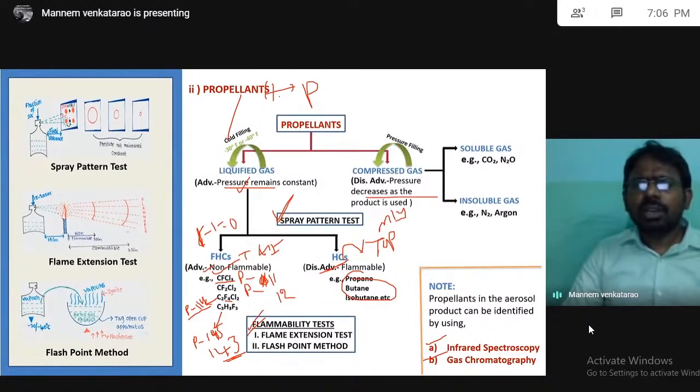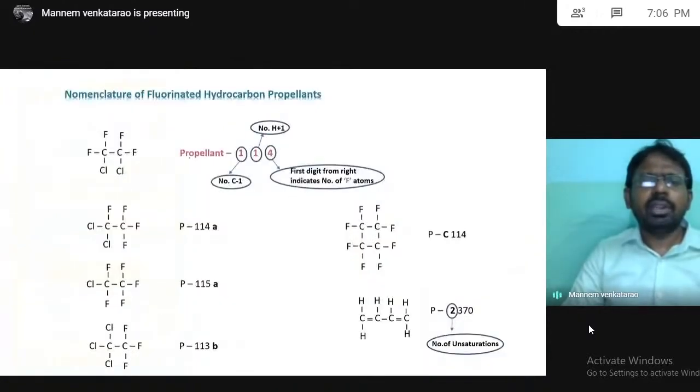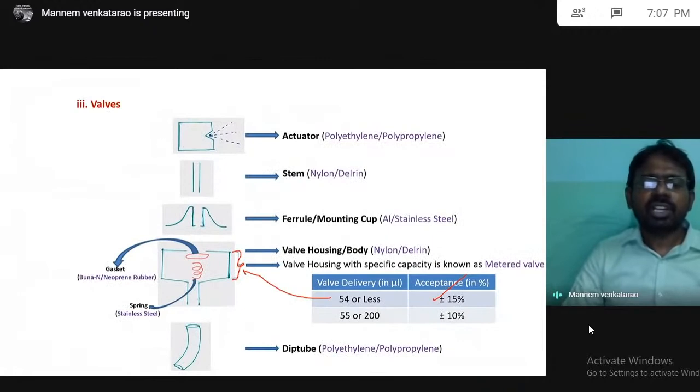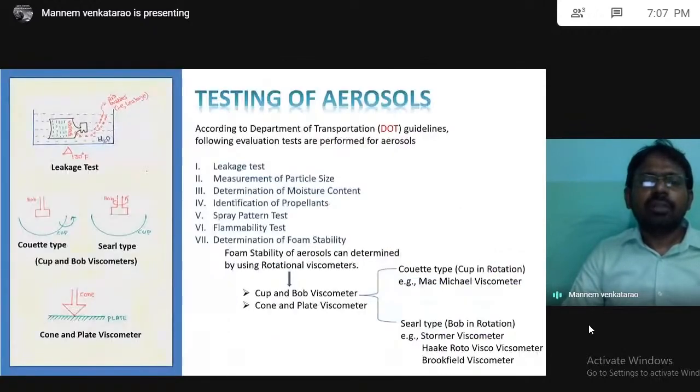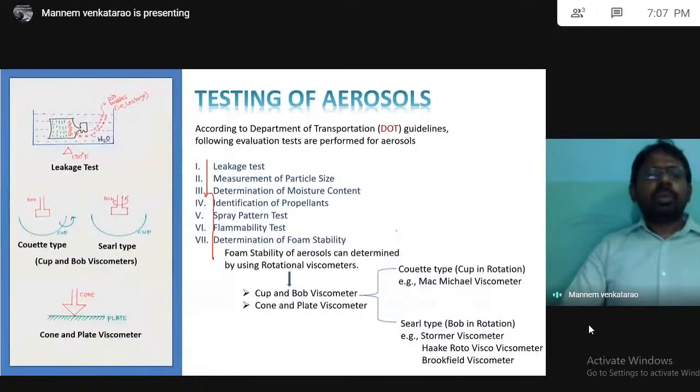Next, in some cases we use a mixture of propellants. In a propellant mixture, which propellant is present? How could you identify? By infrared spectroscopy and gas chromatography. Here, the important thing is the flash point. What is the definition of flash point? Next, nomenclature. First digit from right, number of fluorine atoms. Second digit from right, number of hydrogens plus 1. Third digit from right, number of carbons minus 1. Next, symmetric molecule, asymmetric molecule, cyclic compound, unsaturated compound. Valves, the third component: material of construction. Next, testing of aerosol; these are the evaluation tests. Next, previous question papers.